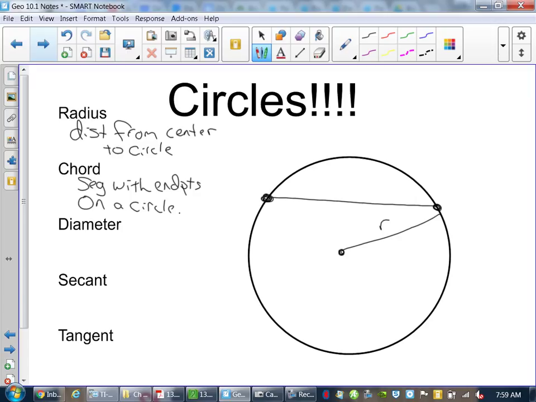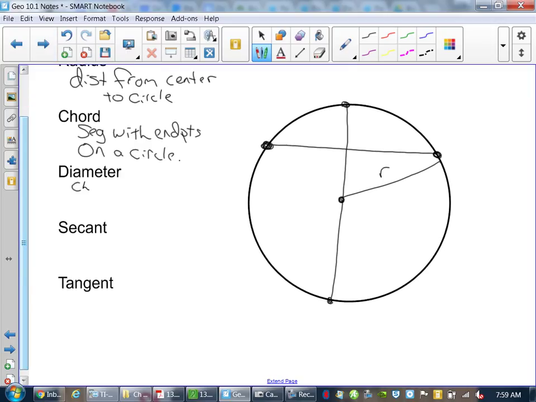So the diameter is a chord that goes through the center. So technically a diameter is a chord. Okay? It's the longest segment that you could put in a circle, because everything else becomes shorter as it gets to the edges. All right? So the diameter is a fancy chord through the center.